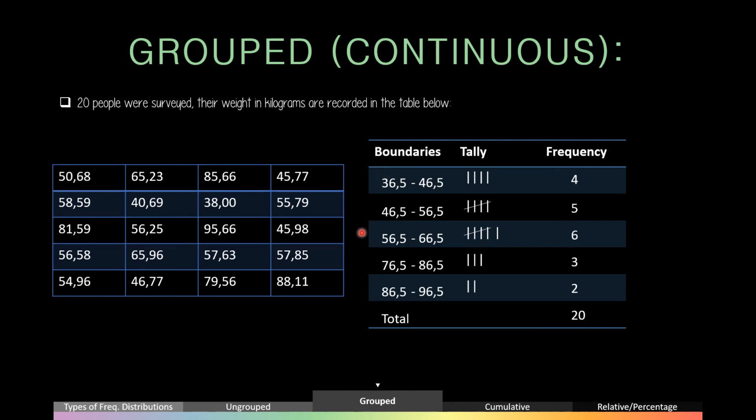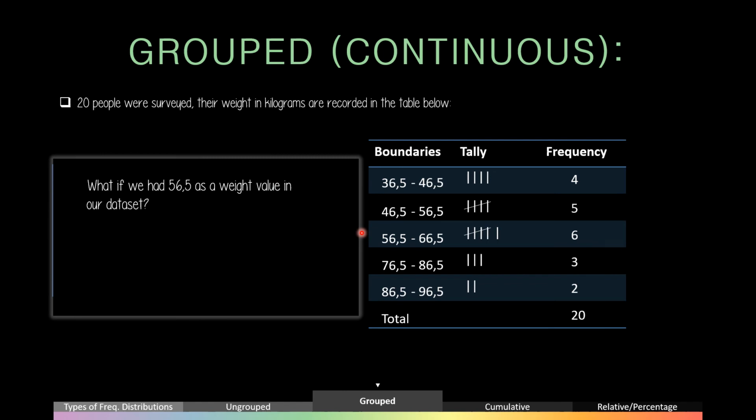Okay, so let's address that question. In this case, let's assume that we had 56.5 as a weight value in our data set. Which class boundary is it going to go in? The answer is it will always go into the larger class boundary. The reason we do this is because the way you read these class boundaries is greater than or equal to the lower boundary, but less than the upper boundary. So that tells us that for this class, 56.5 does not exist, because we read this as greater than or equal to 46.5, but less than 56.5. So 56.5 will not exist here.